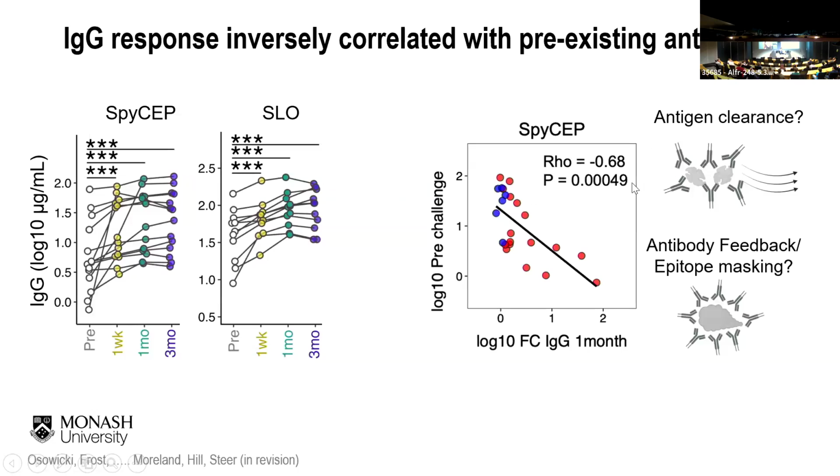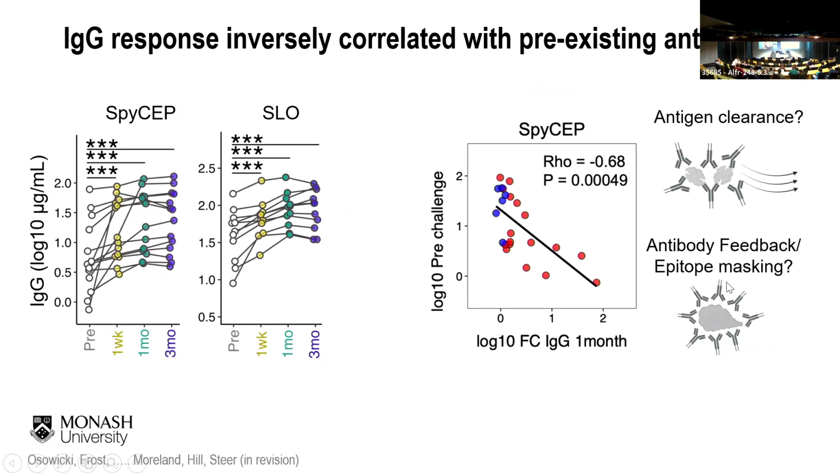We're digging into this more mechanistically at the moment, but what we think it could suggest is that either this pre-existing antibody can somehow mop up the antigen, causing it to be cleared away, preventing the initiation of de novo new B-cell responses, or alternatively could be masking epitopes such that we can't generate new antibody responses.